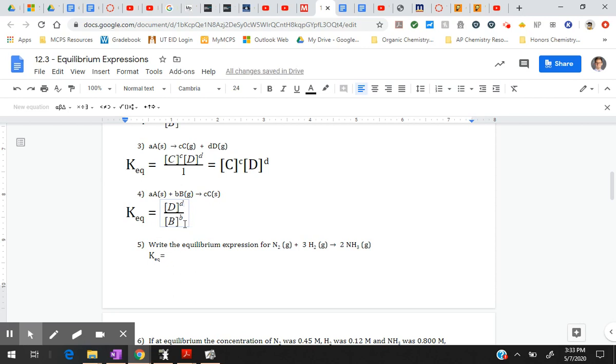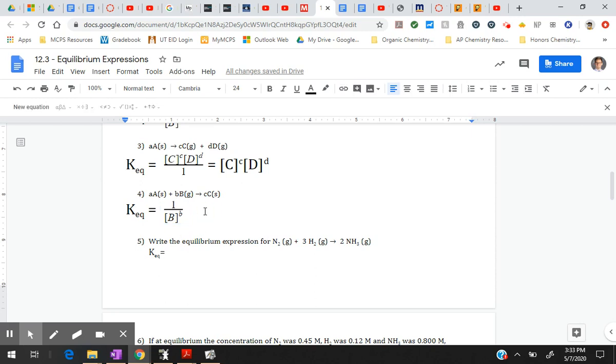And I don't have any D, so I must put a 1 in the numerator. B is a gas, and that can stay in the denominator. There's no way to simplify this one, so the equilibrium expression for this reaction is 1 over B, and that's it.